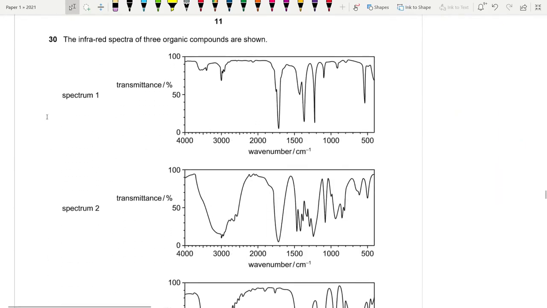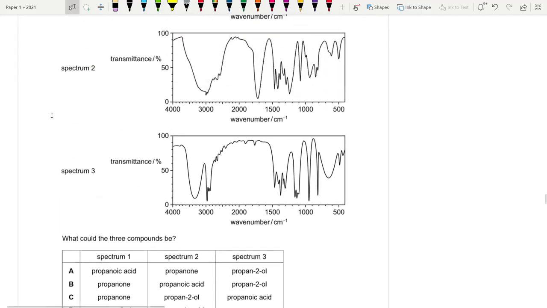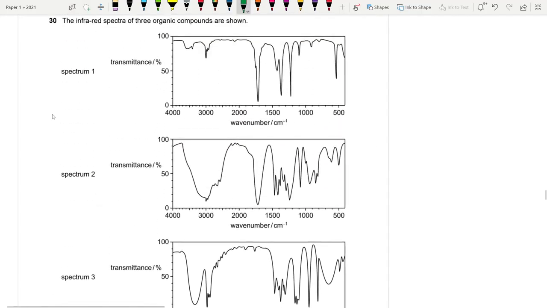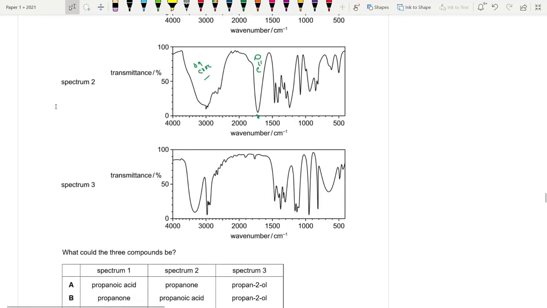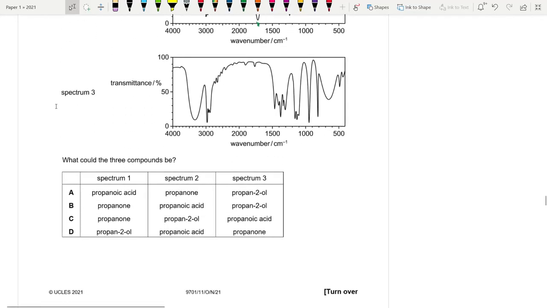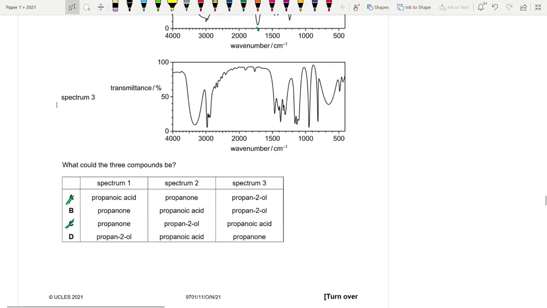Last one, the IR spectra of 3 organic compounds are shown. Which one could be the compounds? This is how I solve them. This has a broad peak. It has hydrogen bonding, either OH or COOH, and it has a peak at 1700. So it has a carbonyl group. Okay, so that fits the criteria of a carboxylic acid. So probably spectrum 2 is propanoic acid.